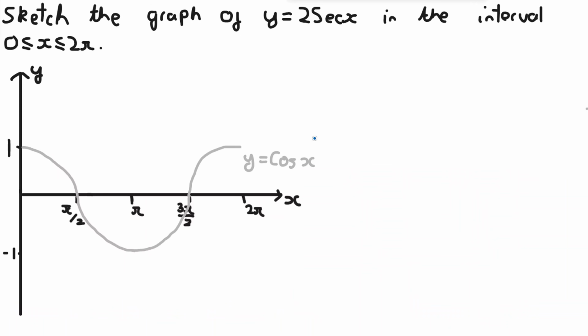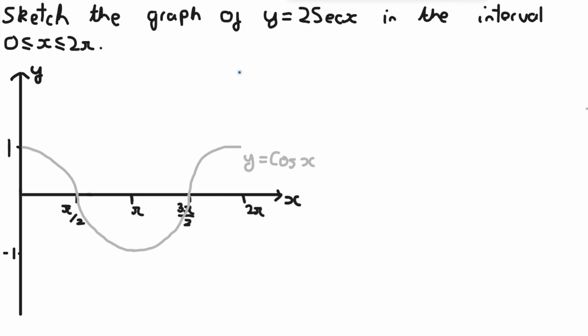Finally, they could ask you to transform these graphs. Now, we've talked all about transformations before in Chapter 4, Year 1, and we also talked about it in the Trigonometric Graph Transformations video in Year 1 as well. So go back to those videos if you need to. But here's an example where we need to sketch the graph of y is equal to 2 sec of x in the interval 0 to 2 pi.